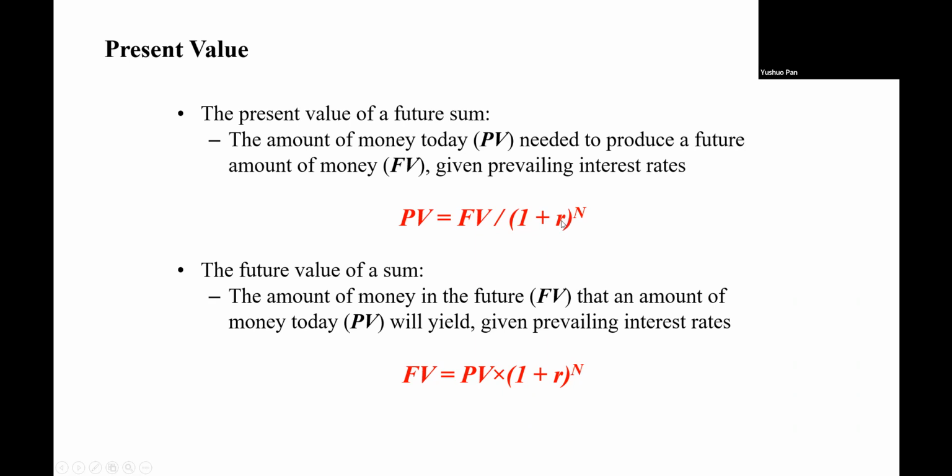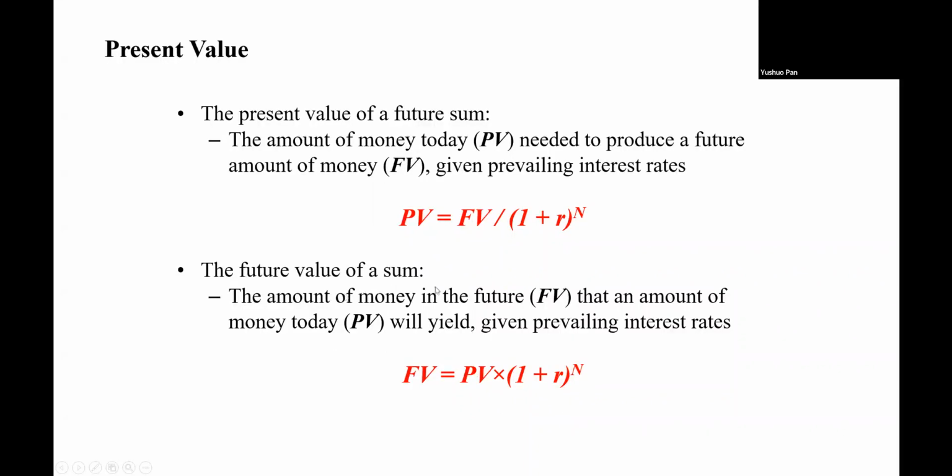The interest rate usually is bigger than 0, right? So 1 plus R is bigger than 1. So the denominator is bigger than 1, and the future value is divided by a number which is greater than 1. So usually the present value is smaller than the future value. So when we talk about the nominal figure, usually the future value is bigger than the present value.